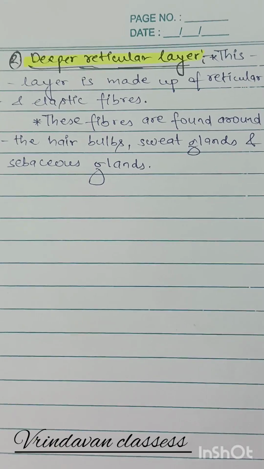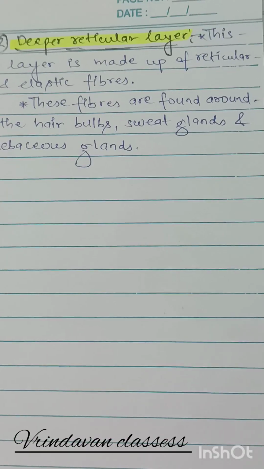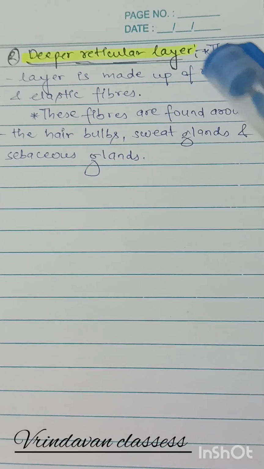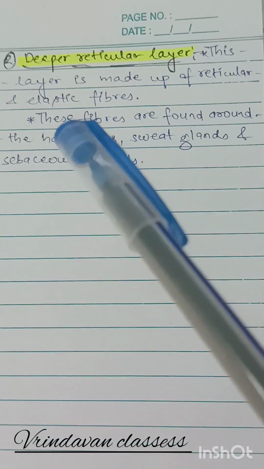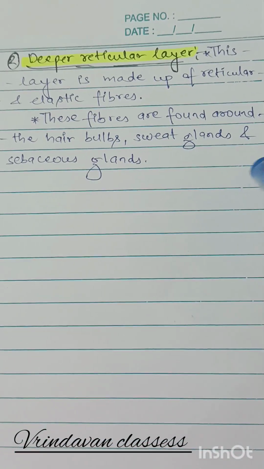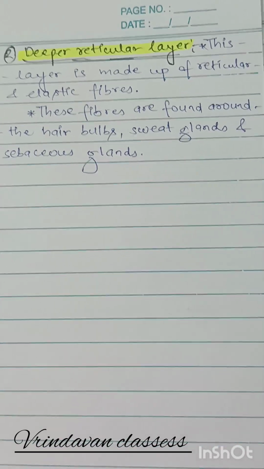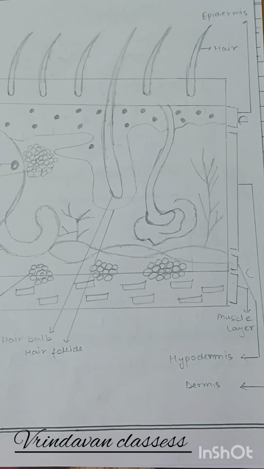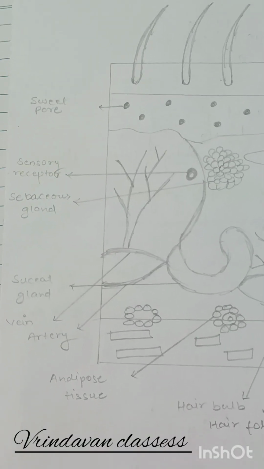And the second layer of the dermis is the deeper reticular layer. This layer is made up of reticular and elastic fibers, and these fibers are found around the hair bulbs, sweat glands, and sebaceous glands. This is the diagram of the skin. You can see the labeling.